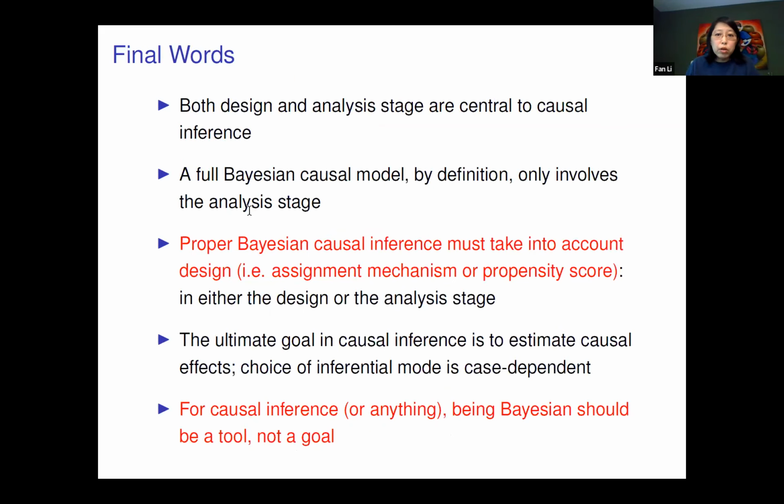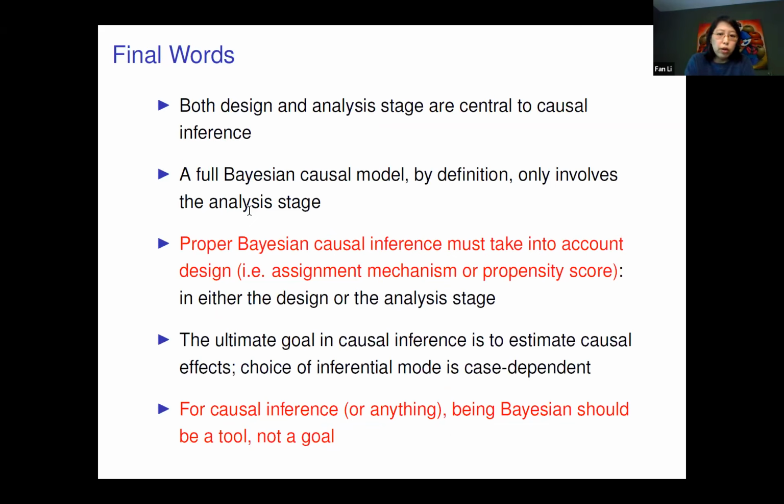So just final words: both the design and analysis stages are central to causal inference. And this is the same for Bayesian as well as for frequentist. A full Bayesian causal model by definition only involves the analysis stage, but proper Bayesian causal inference must take the design stage into account. Must take design into account, either of the two stages.